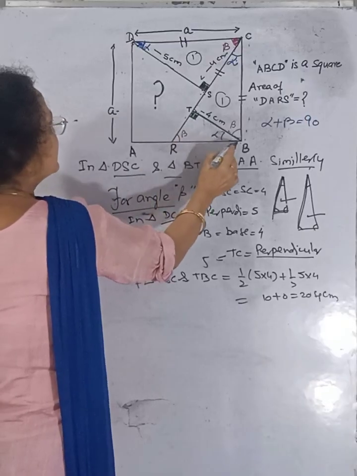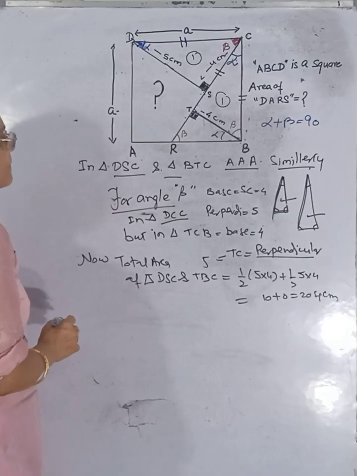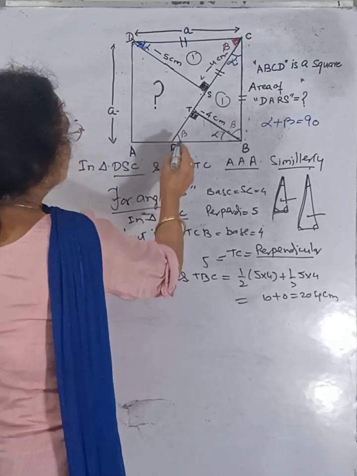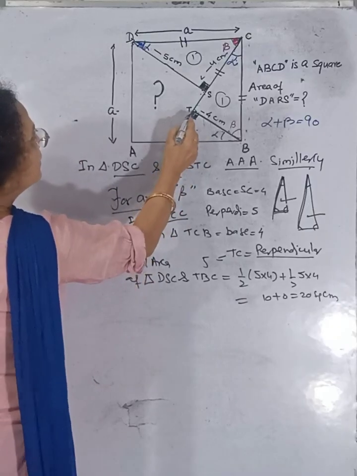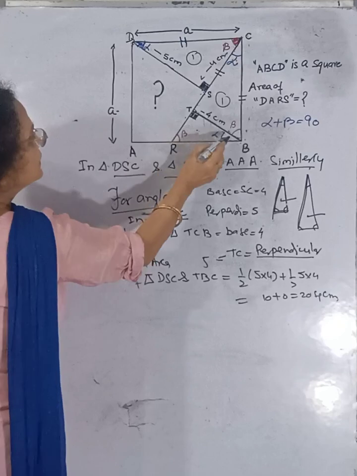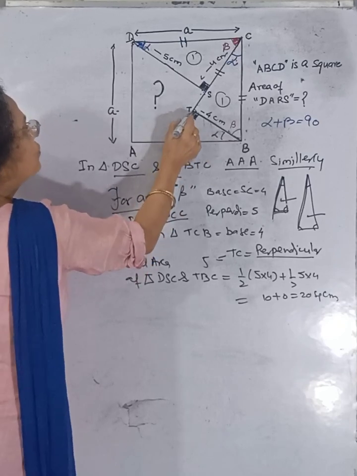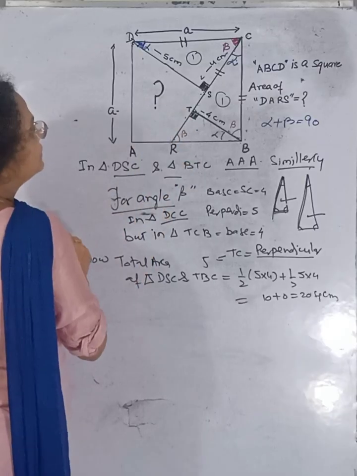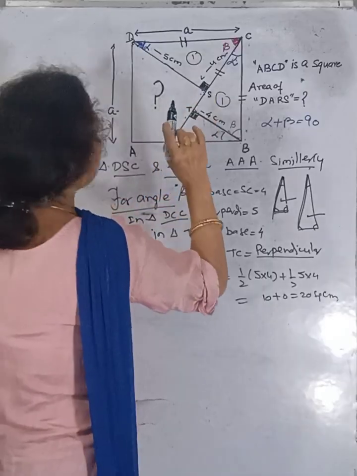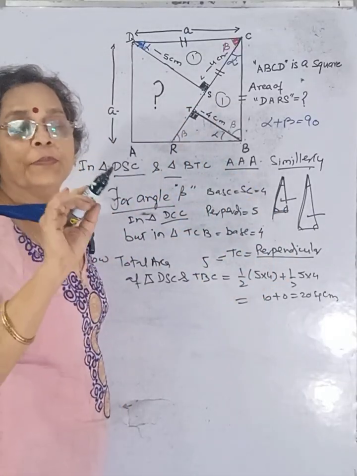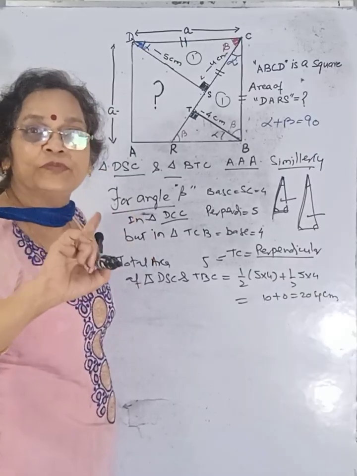Remaining area is this. How? The area of the triangle can be obtained if this is known to us. This is the perpendicular, which is not known to us. How can we find it? In this case we can apply only the angle similarity rule, because their hypotenuses are not equal, so the arms will not be equal.